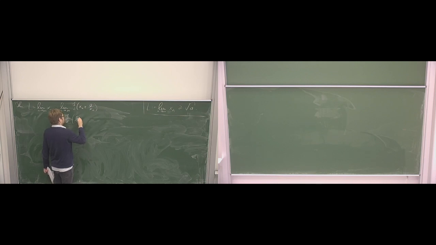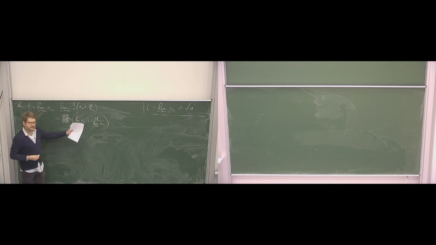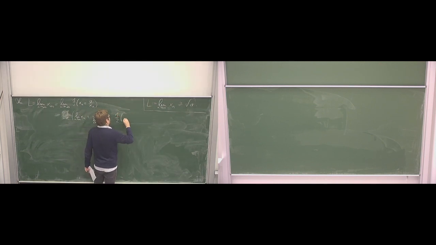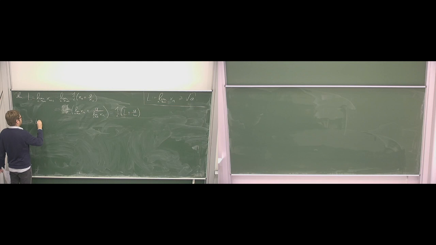The first one is just the limit of xn as n goes to infinity, and here we have the limit of the quotient, which converges as well; a is constant, so we just get a over the limit of xn. But now this limit of xn is of course again L. This was how L was defined. So this is 1/2 of L plus a over L. Okay, now we get a rule for how to compute L. Namely, we have shown that L is 1/2 times L plus a over L.